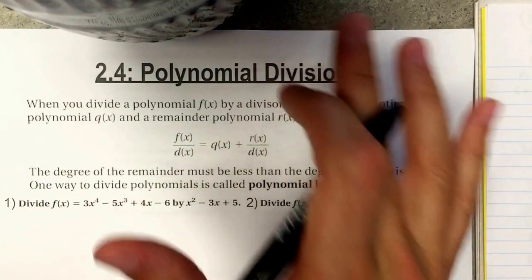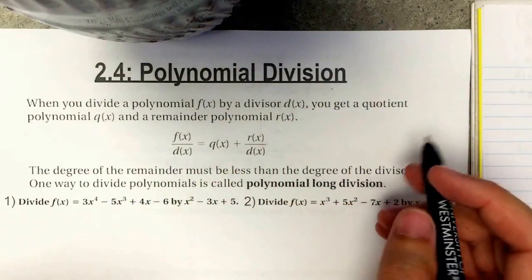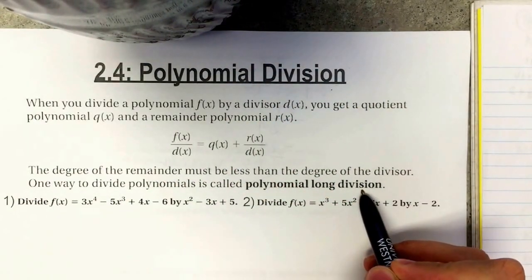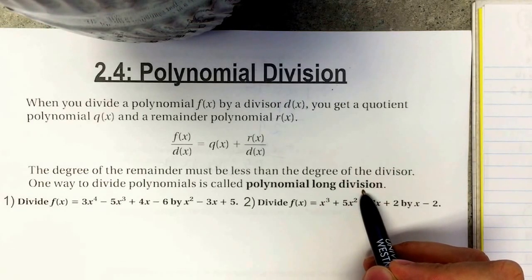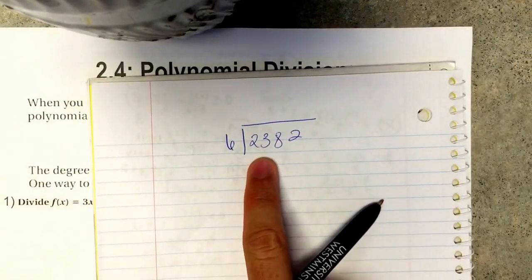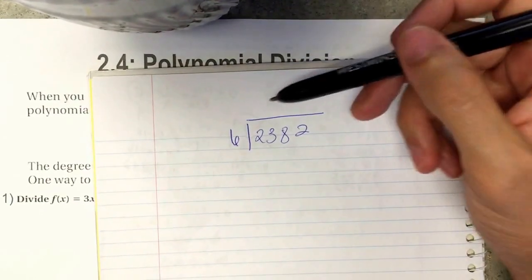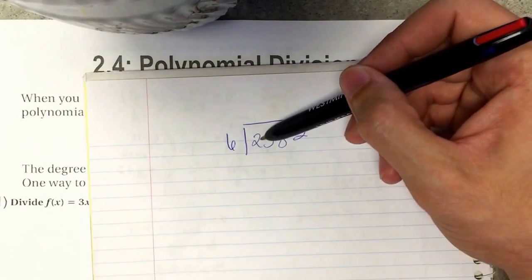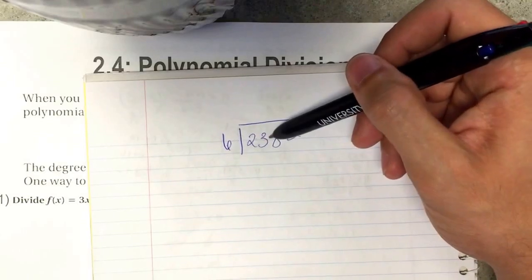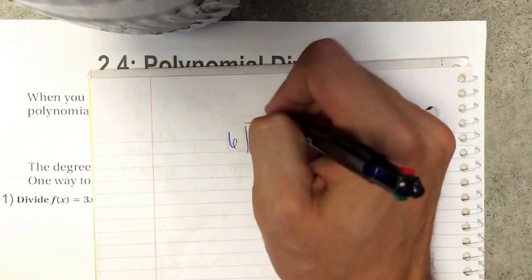So the first method that we're going to talk about is called long division. And long division is an algorithm. It's a process that you learned in probably about third grade. And it looked something like this. Divide 2,382 divided by 6. And so you asked yourself questions like 6 goes into 2, it doesn't. 6 goes into 23, it does. It goes in 3 times.